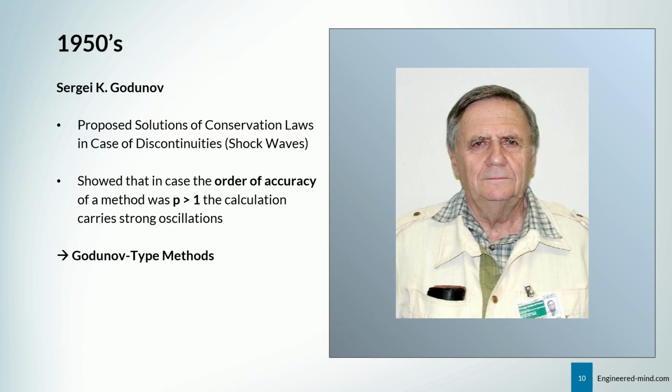In the 1950s, we have Sergei Godunov, and he proposed solutions of conservation laws in case of discontinuities, also known as shock waves. And he showed that in case the order of accuracy of a method was p bigger than 1, where p denotes the order of accuracy, the calculations carried strong oscillations. And for that, he developed the Godunov type methods. The basic idea is to look at the information transport as some kind of acoustic wave traveling from cell to cell.